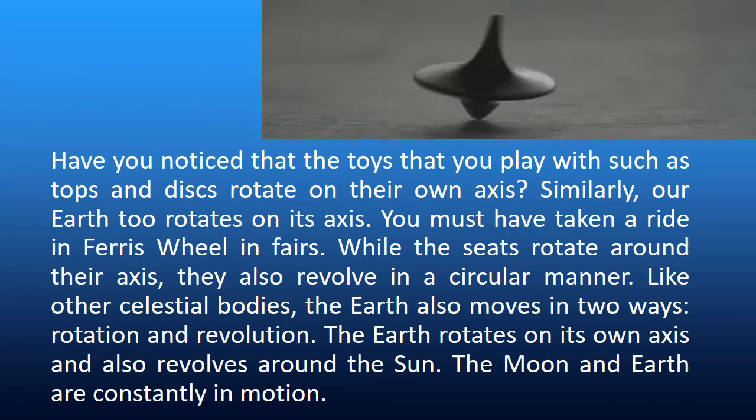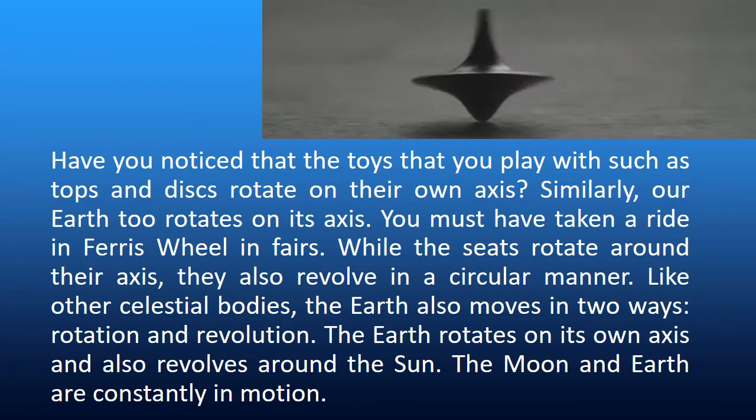Now take the example of the top here. It is spinning. You can see that it has one fixed path where it is rotating around itself, that is called its axis. And just like this top, even the Earth rotates on its axis. It is just moving around, just spinning around. That is called rotation.